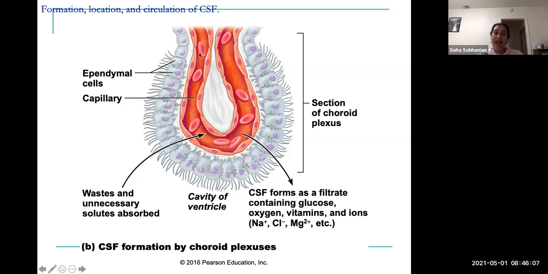One of the first characteristics of the ependymal cells you notice is the tiny hair-like structures sticking out of them, which are called cilia.